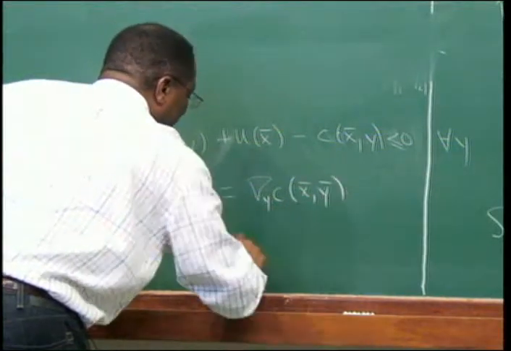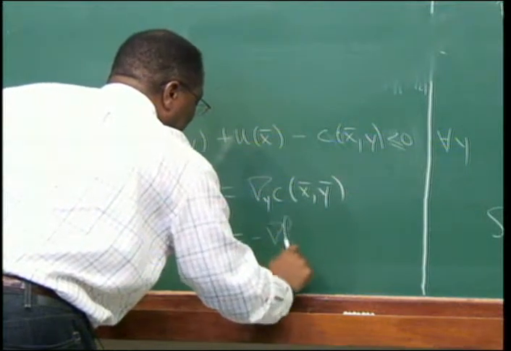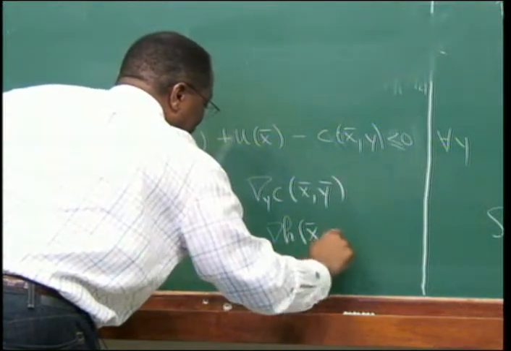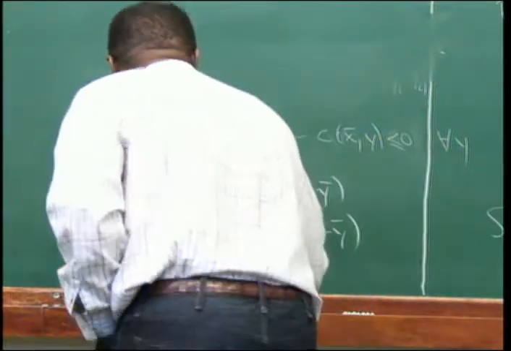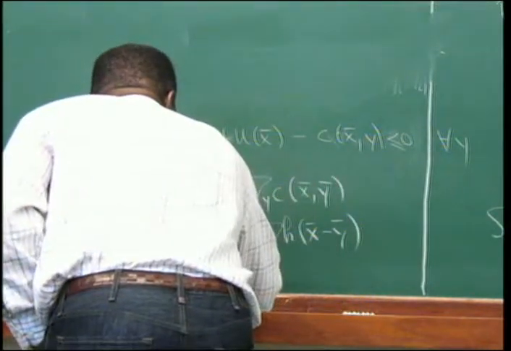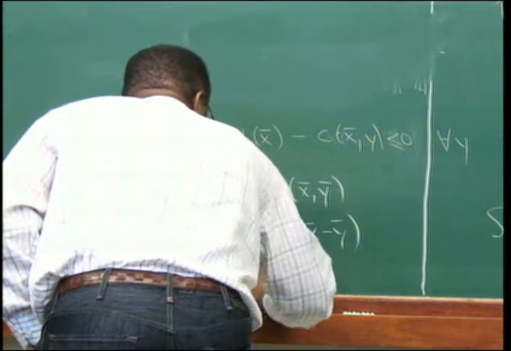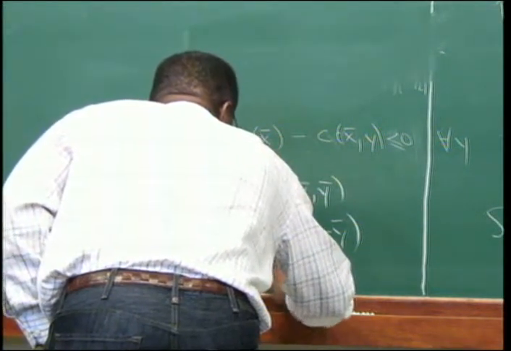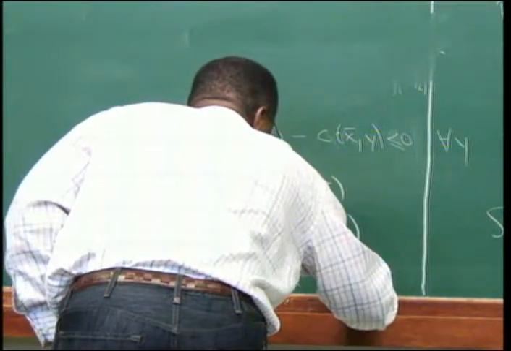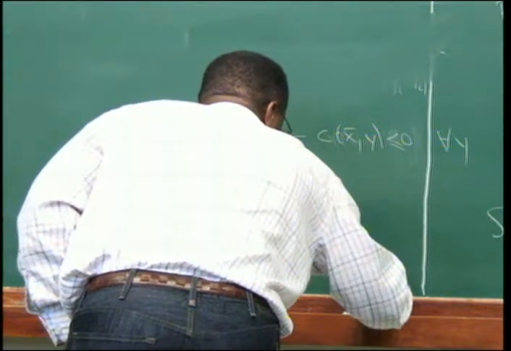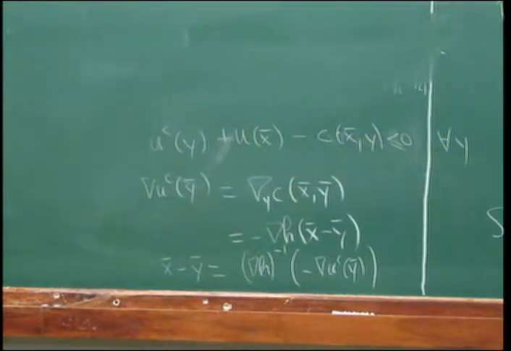But this is negative gradient h of x bar minus y bar. Because gradient of h is invertible, I have that x bar minus y bar equals gradient h inverse applied to negative gradient of UC of y bar. And so x bar is uniquely determined.